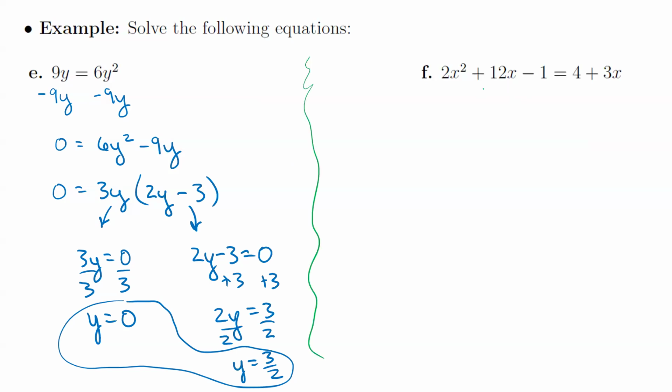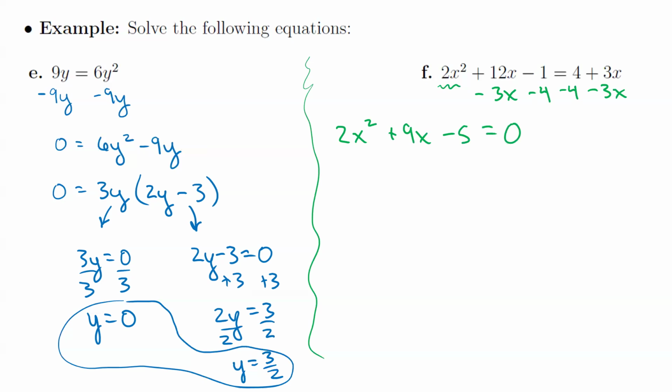So kind of the same story on the other side here, but it has multiple terms on both sides. But my 2x squared is positive now, so that means I'm going to want the left side to be the side that has the terms on it, and then the other side to be the side that has the 0 on it. So I'll subtract 3x from both sides. I'll subtract 4 from both sides. So 2x squared plus 9x minus 5 equals 0.